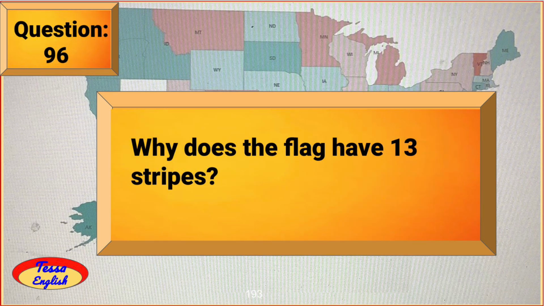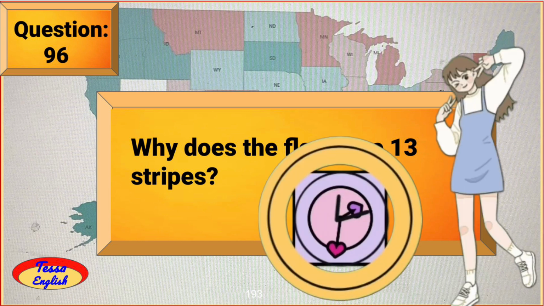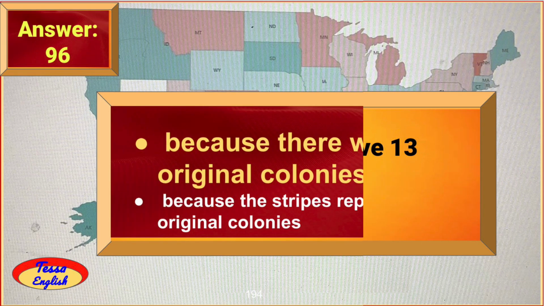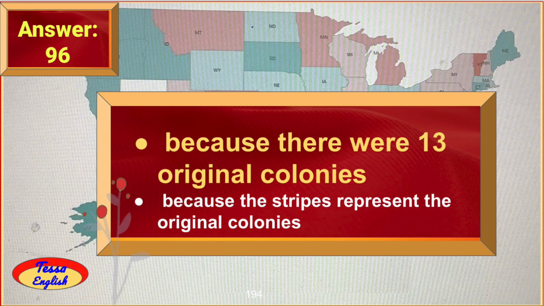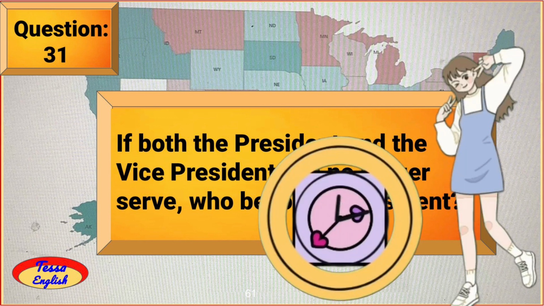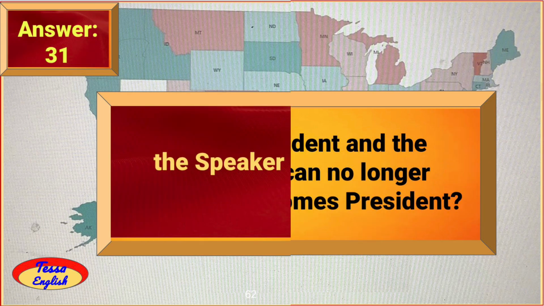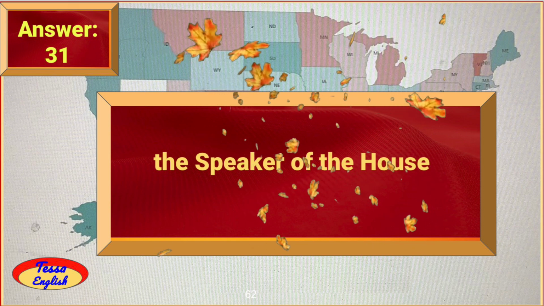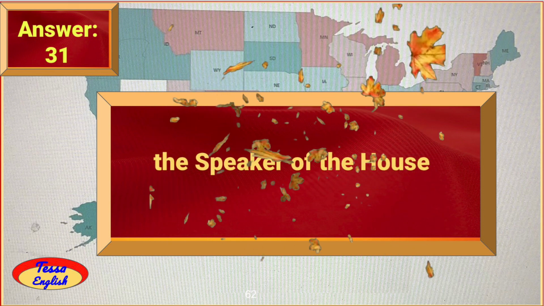Why does the flag have 13 stripes? Because there were 13 original colonies. If both the president and the vice president can no longer serve, who becomes president? The Speaker of the House.